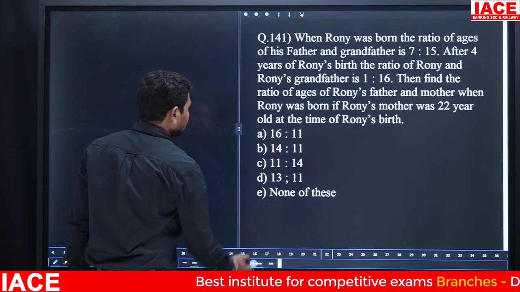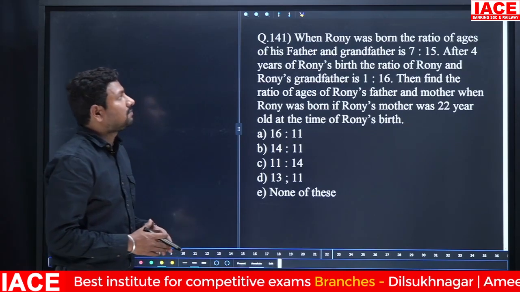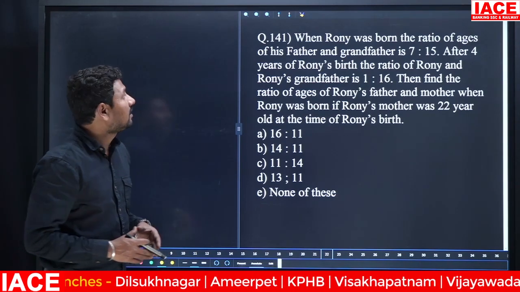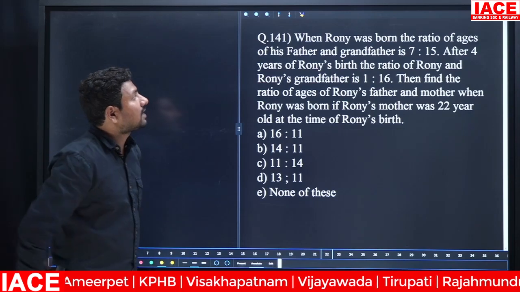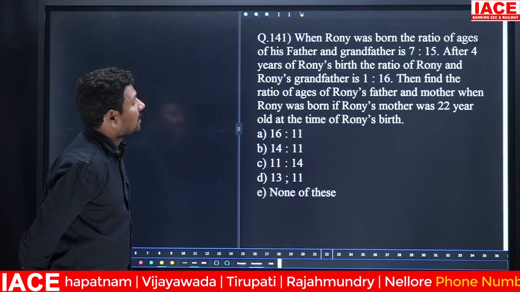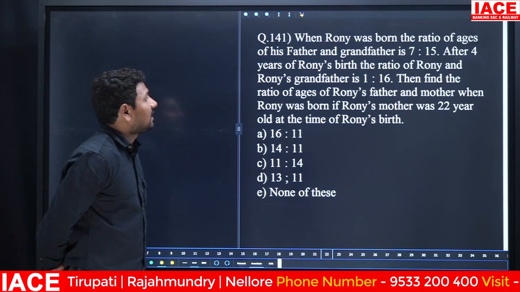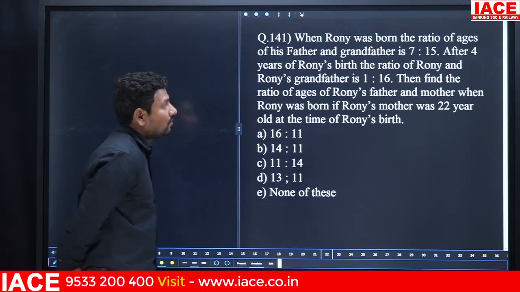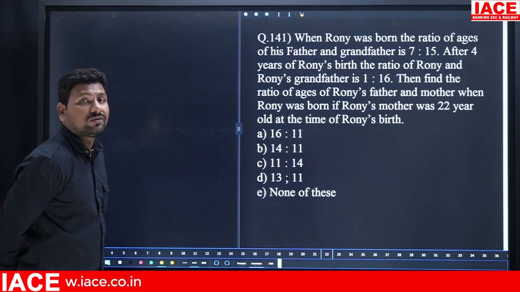Next. When Roni was born, the ratio of ages of his father and grandfather is 7:15. After 4 years of Roni's birth, the ratio of ages of Roni and Roni's grandfather is 1:16. Then find the ratio of ages of Roni's father and mother when Roni was born, if Roni's mother was 20 years old at the time of Roni's birth.